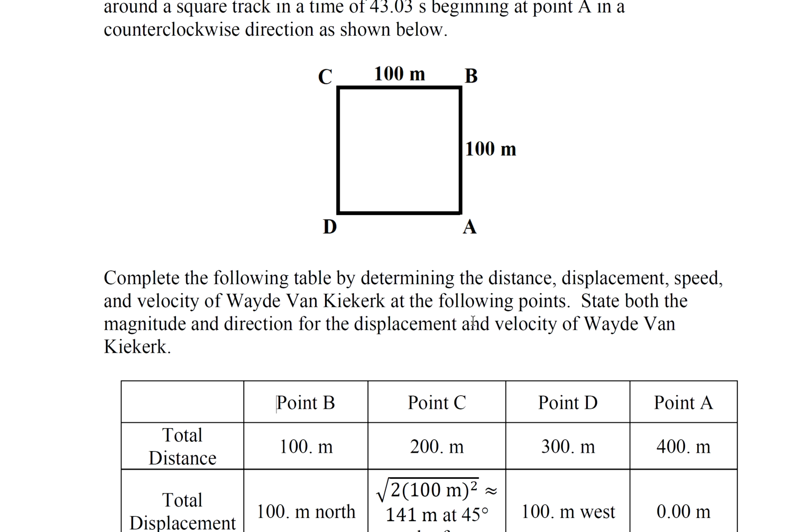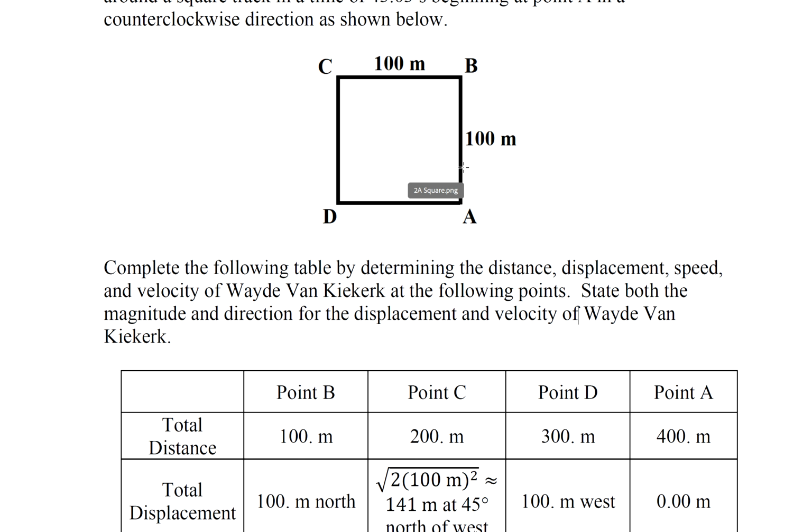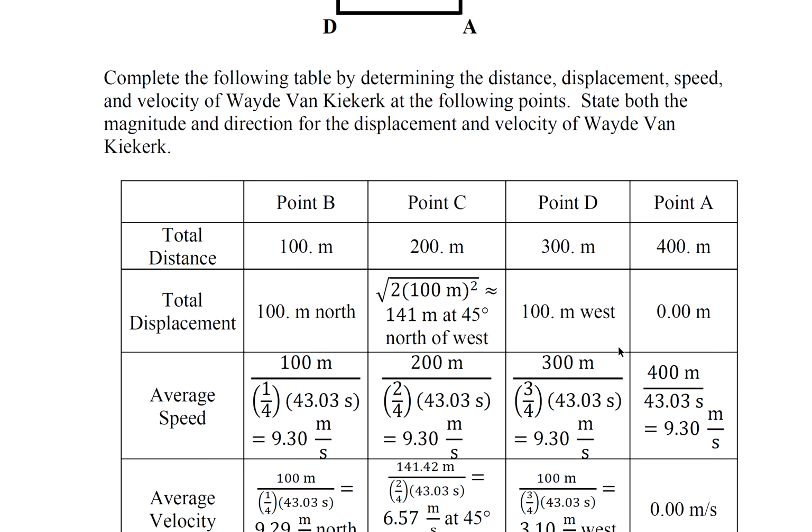Now, what's the displacement from going from point A to point D? That's going to be 100 meters west. And finally, returning at point A, it's going to be 0 meters. Why? Because we're going to go from point A to point A. For displacement, we only care about the original position and the final position.